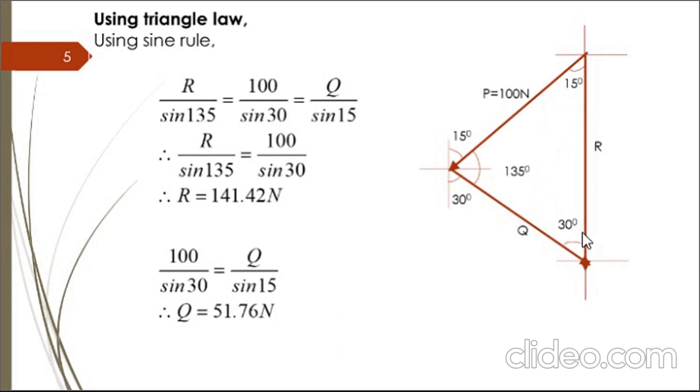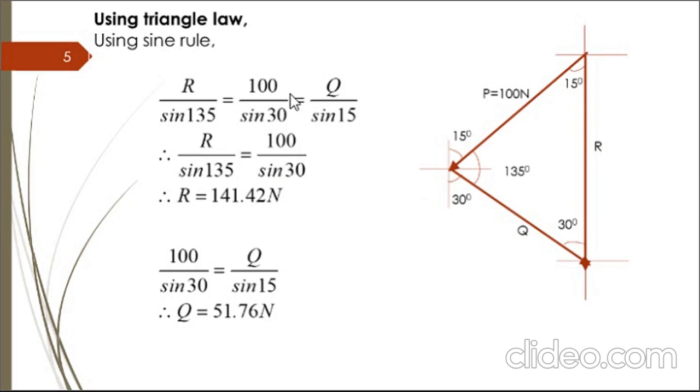which is equal to 30 degree. Now applying the sine rule, R divided by the front angle sine of 135 is equal to P, that is 100, divided by the front angle sine of 30, is equal to Q divided by the front angle sine of 15. Now equating the first two ratios, R upon sine 135 is equal to 100 upon sine 30, we get R as 141.42 Newton.